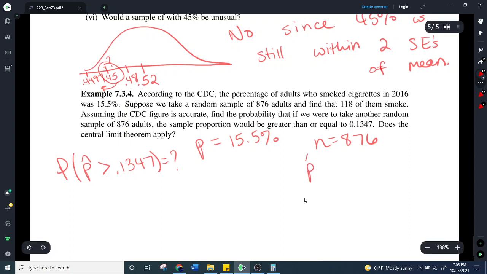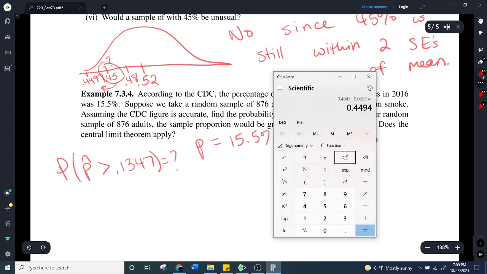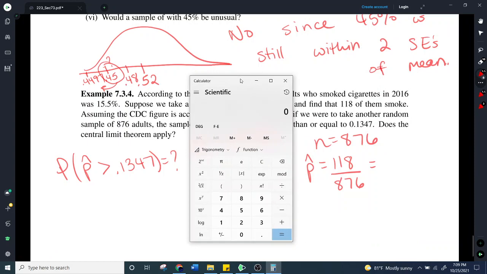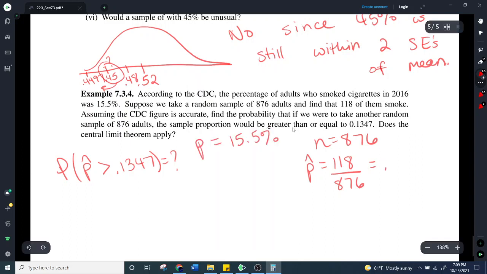Now, that number might seem a little bit random, but what they're getting that from is the p hat. 118 of our original sample said they were smokers. So the p hat based on that 118 number, I think is that 13%. Let's double check it here. So 118 divided by 876. Yeah, that's where that number is coming from. So the p hat that they found in the original sample was about 13%. So they're saying if we were to repeat this and do it again, if we were to take another sample, what is the probability that we get another sample that's greater than or equal to that 13% number?